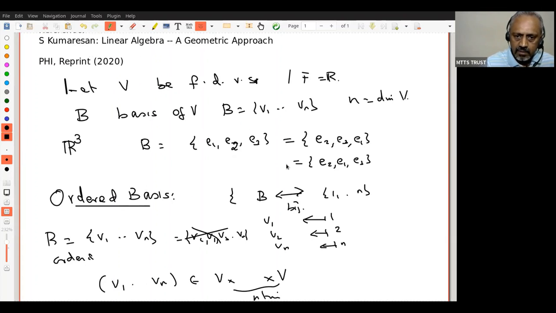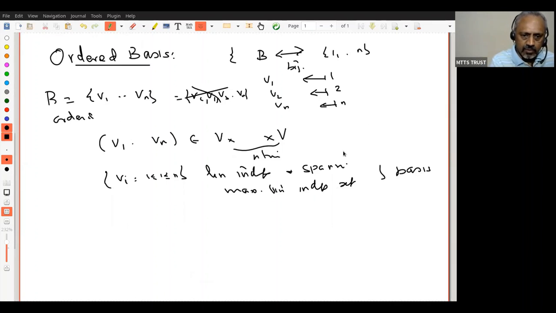So if I consider this as an ordered basis, the first element is e2, the second element is e3, the third element is e1. Keep that in mind. So I hope all of you understand what is meant by an ordered basis. Spend some time.